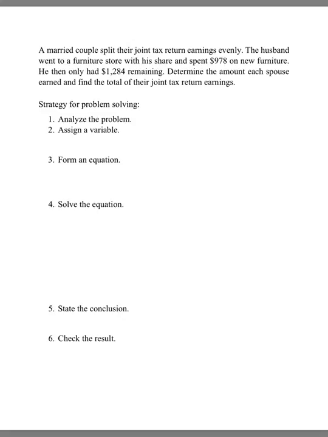Let us begin by reading the word problem out loud. A married couple split their joint tax return earnings evenly. The husband went to a furniture store with his share and spent $978 on new furniture. He then only had $1,284 remaining. Determine the amount each spouse earned and find the total of their joint tax return earnings.